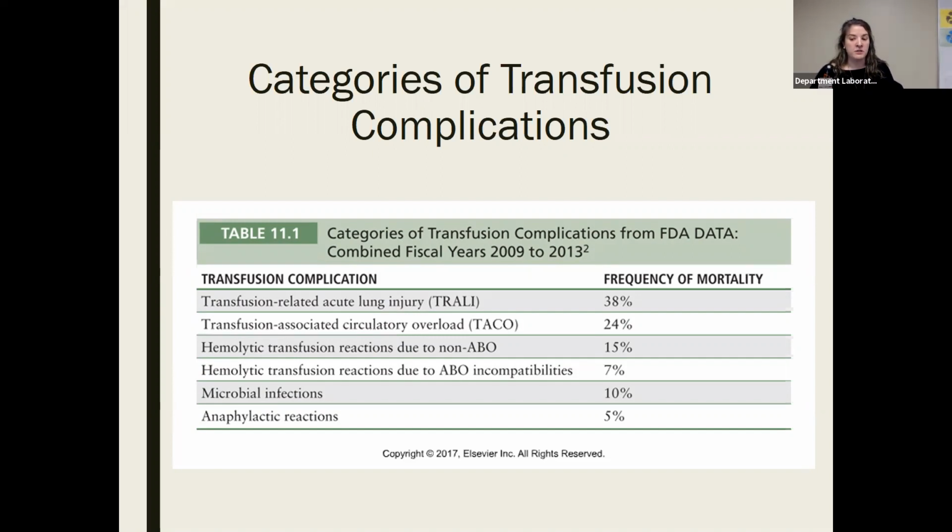Hemolytic transfusions due to non-ABO, all right? So this would be a hemolytic transfusion that is not related to ABO. So this would be like those HLA antibodies that we talked about. They can cause a hemolytic transfusion reaction. Versus ABO-related hemolytic transfusion reaction, that's when your patient gets the wrong type of ABO, okay? And microbial infections, and then also anaphylactic reactions as well.